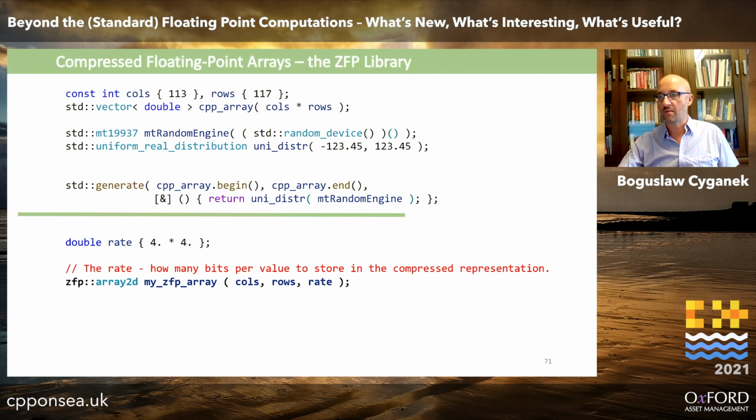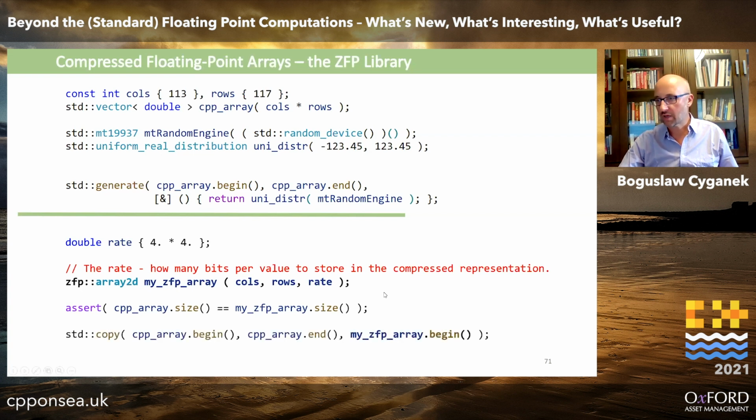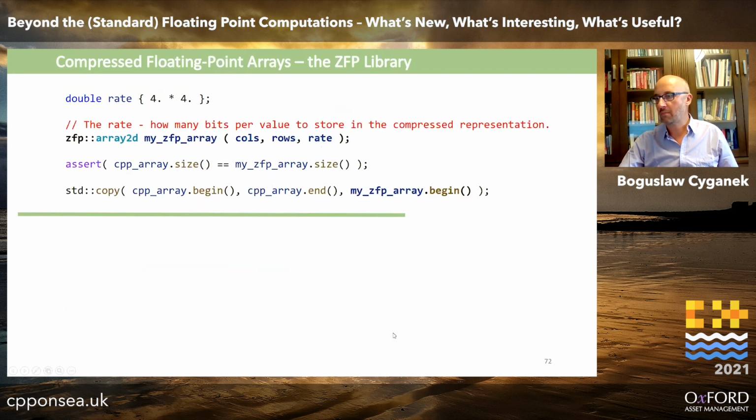Here we have an object of array 2D, also with the same number of columns and rows, but there is this parameter of rate, which tells how many bits per value to store in the compressed representation. So you can play with this. 4 by 4 is okay. Well, there are many other parameters as well, and this is not default. So we have the same size, but we can operate like with any other array. So we can just copy from the CPP array to my ZFP array here, no problem.